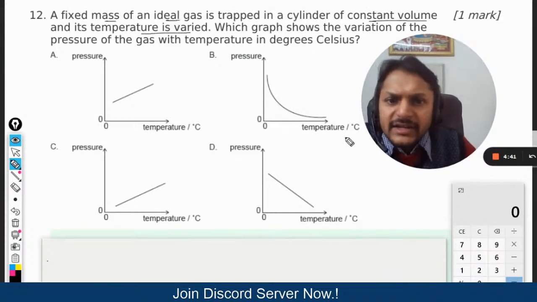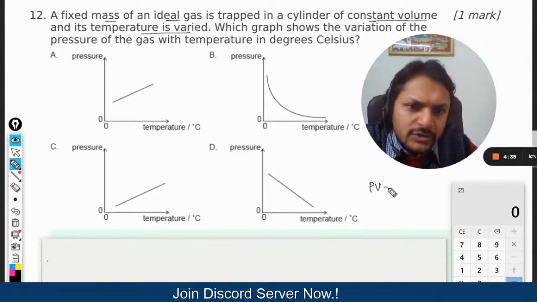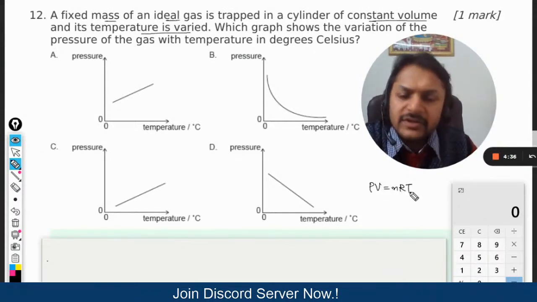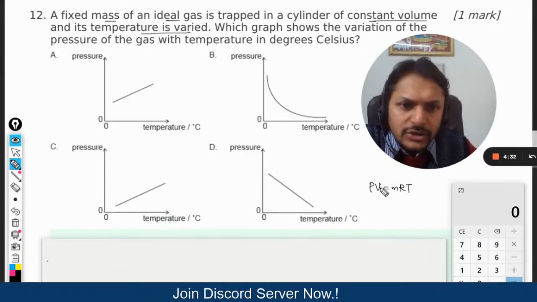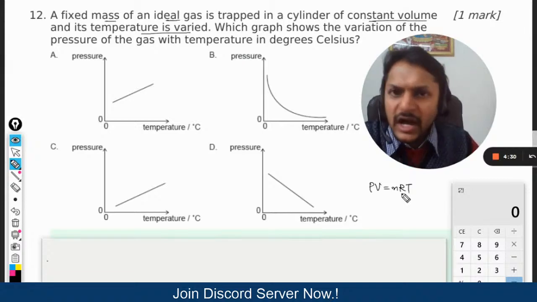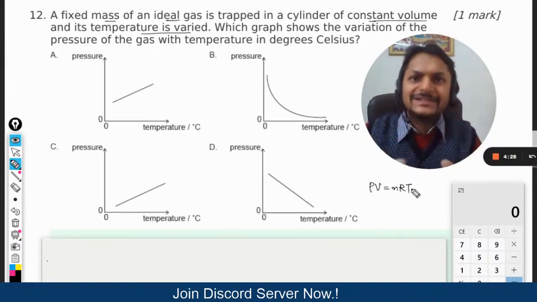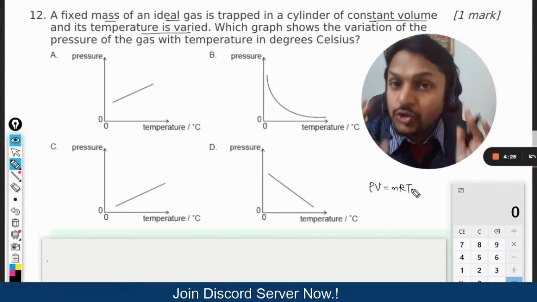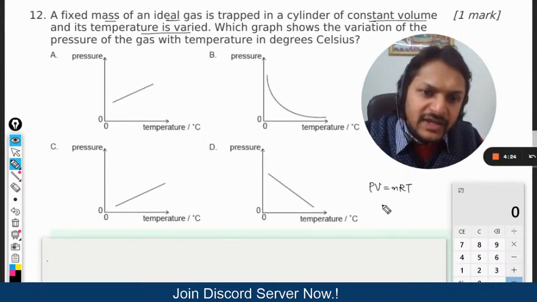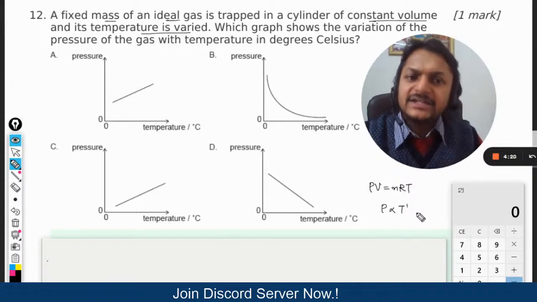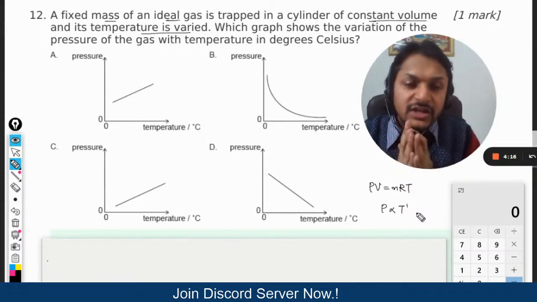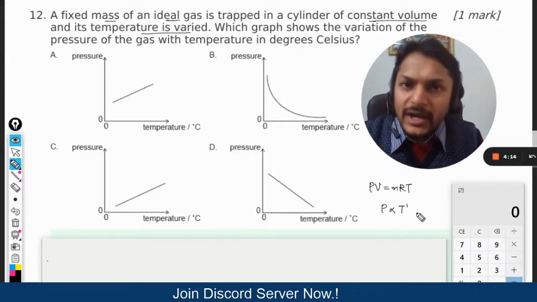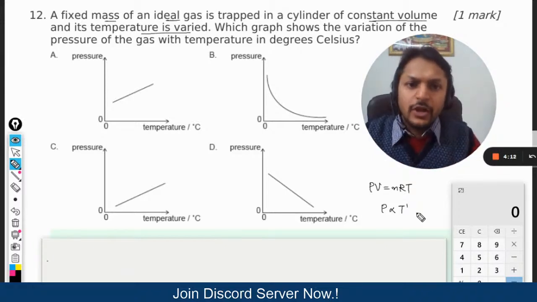So it's an ideal gas, so we will first think about the ideal gas equation only. PV is equal to nRT. Now it is given that the volume is constant, n is constant, and R is constant. So when everything else is constant in the equation and there are only two variables, then we can very well say that pressure is directly proportional to T, and it is T raised to power 1. So it is a linear variation completely. So that's why it is going to be a straight line first of all.